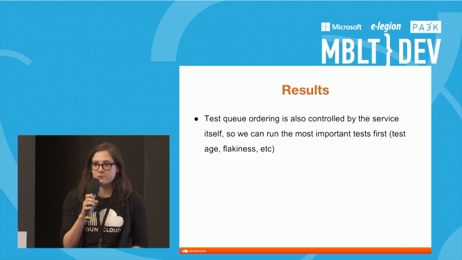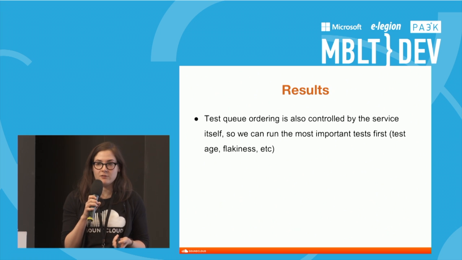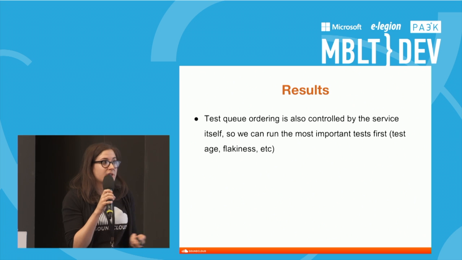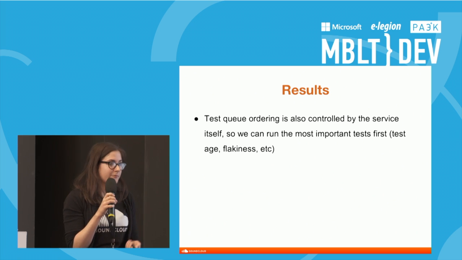So the test queue ordering is also controlled by the service, so we can run the most important tests first. So for instance, new tests might be more important than old tests, so we can run those first. Or if we have figured out that certain tests are super flaky, we can run those last. Also, if a test failed the previous time, we might want to know if it's still failing now, so we care about it more and would want to run it first.